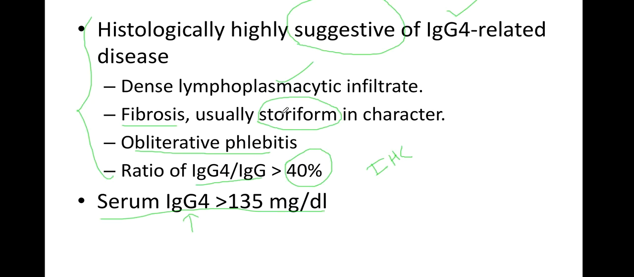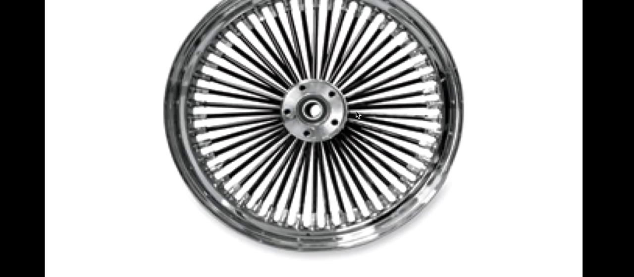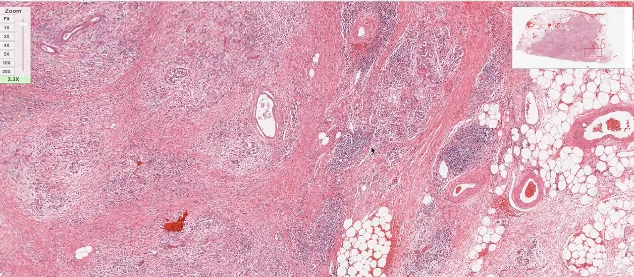Right, so we saw everything. We didn't know what is storiform. Actually, storiform means this one, the spokes of a wheel. That's called storiform. Right, so I'm going to go to the next picture, whatever we saw, the histopathology picture again. See, look at this.